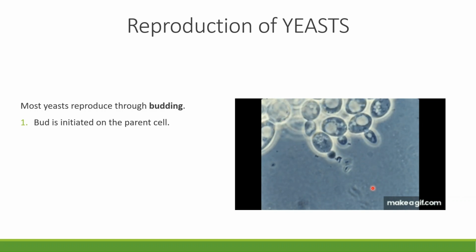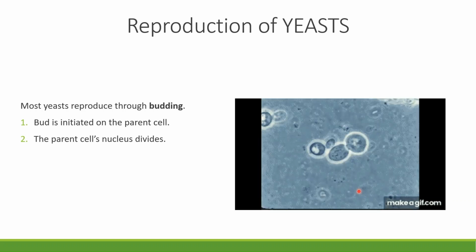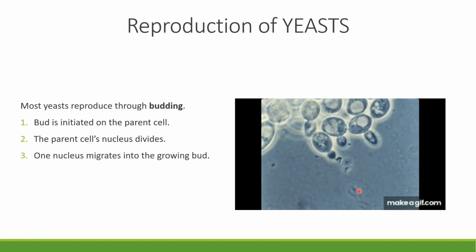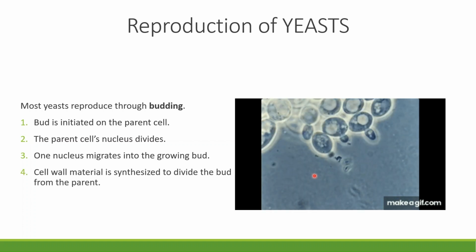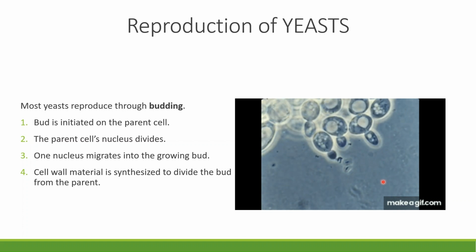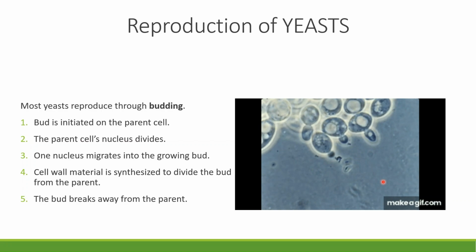So that bud is initiated by the parental cell, and the parent cell's nucleus then divides into two, and the nucleus migrates into that bud growth there. And the cell wall is synthesized as well as other intracellular components, until eventually it becomes large enough and has all of the essential ingredients that it breaks away from the parent.